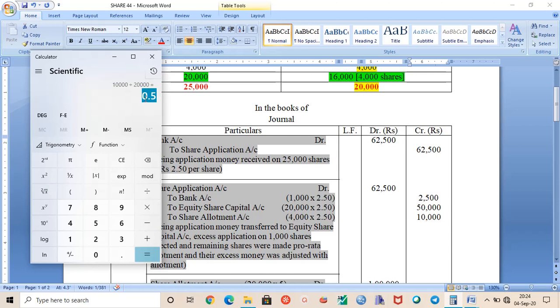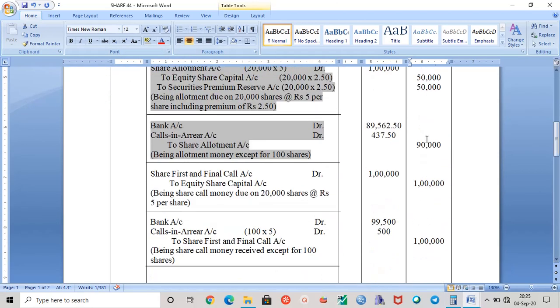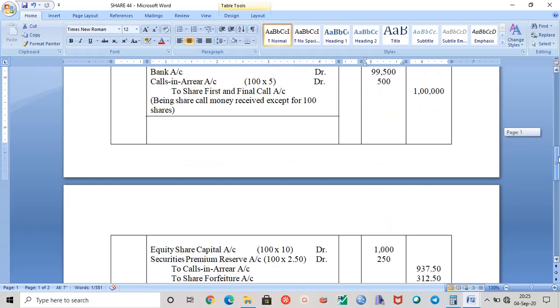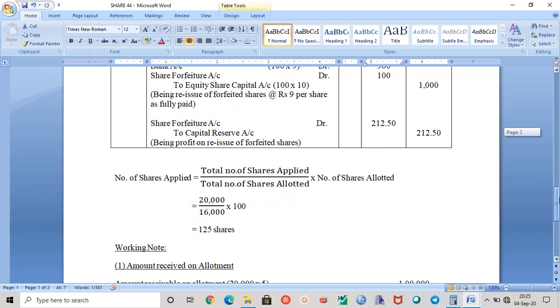Now what is the allotment money? Allotment money is 5. So 5 minus 0.5 will be how much? 4.5 rupees. So 100 number of shares are allotted here. So it should be how much? 450 rupees. So as per that method, you will get here 450 rupees. But that 450 rupees is not the exact amount. That is a wrong amount. It should be 437.50. So that's why I request you, use this method only.